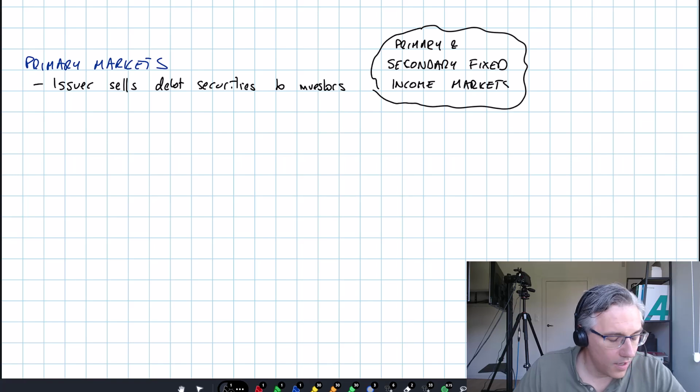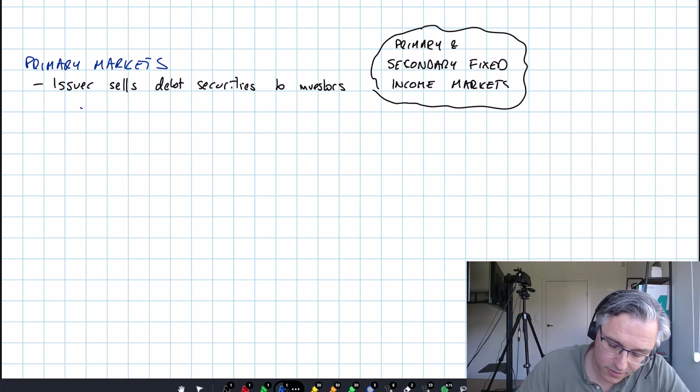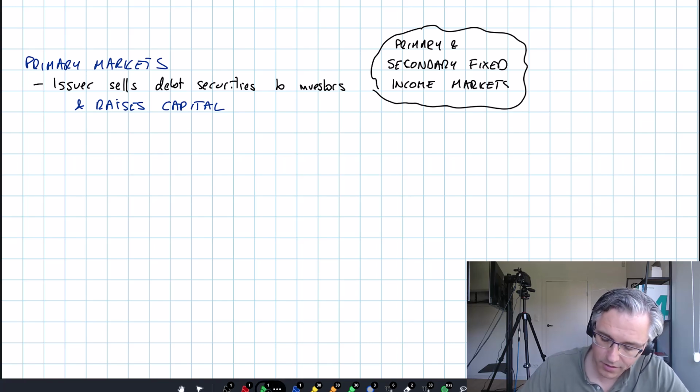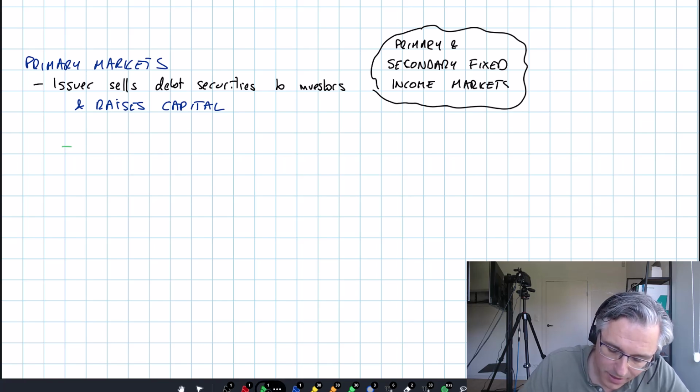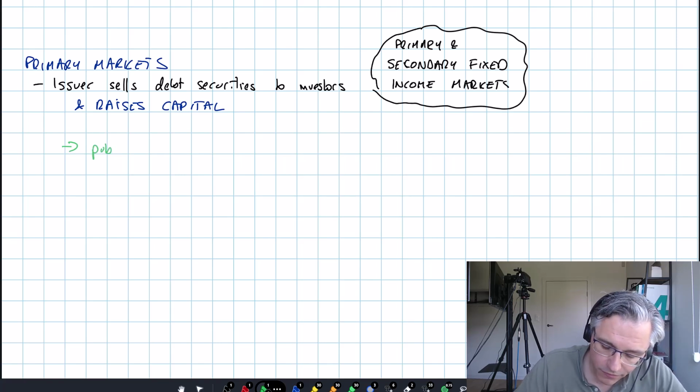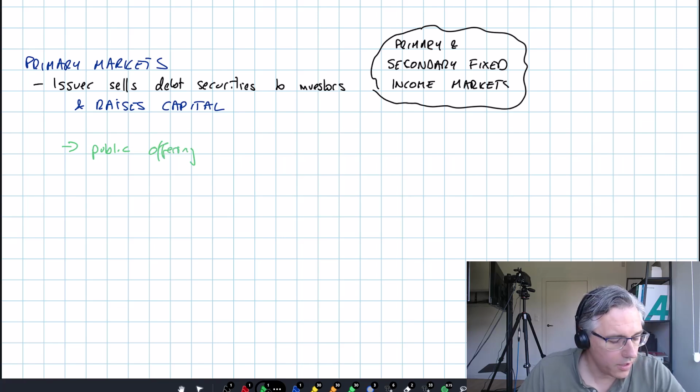And of course, as a result of that, it raises funding, raises capital, obviously capital of a liability nature, a debt nature, which needs to be repaid. So not equity capital, but debt capital. And this may happen in two forms. It may be via what we call a public offering, in which case essentially anyone can buy, anyone can be the investor.